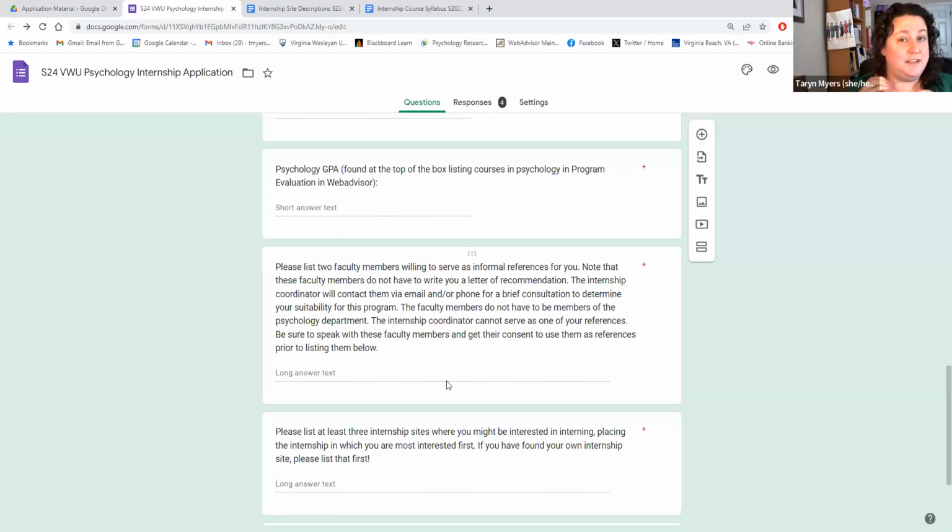But basically, they don't have to write a letter. I just shoot them an email and I say, are there any red flags I should know about? Very occasionally there'll be something that makes me consider which site you're at. I've never had someone say, no, don't send this person out, right? But this is sort of my last check for myself to make sure I'm not sending a psychopath out in the world.